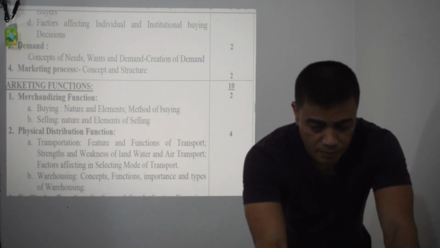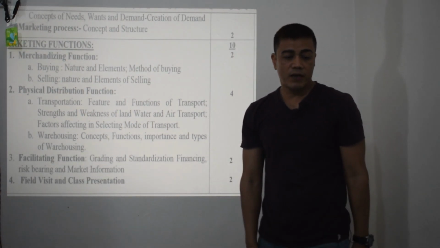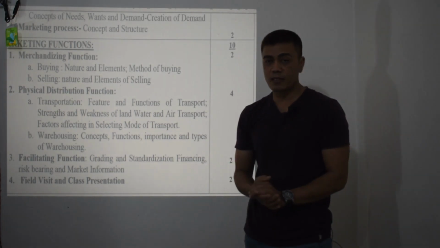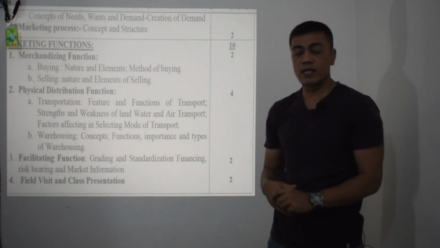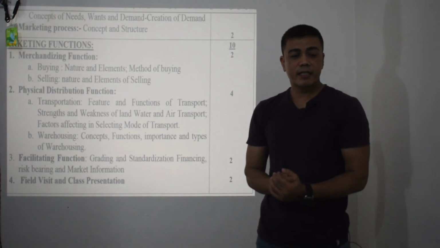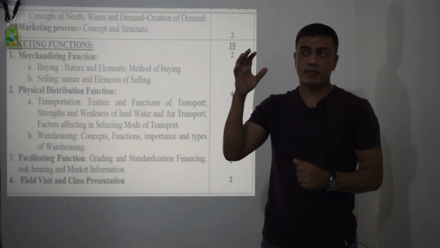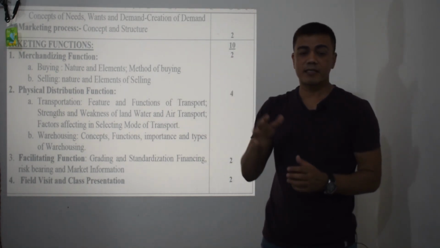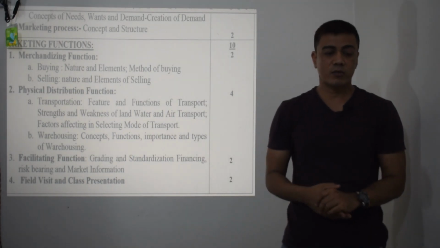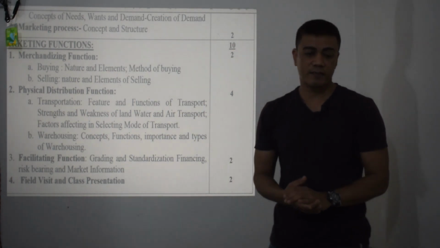Similarly, another one is marketing function. Marketing functions are classified into 3: merchandise function, physical distribution function, and facilitating function. Under merchandising function means buying and selling, and the nature, elements and methods of buying you need to study. Similarly, selling also, the nature of selling and elements of selling you have to study.